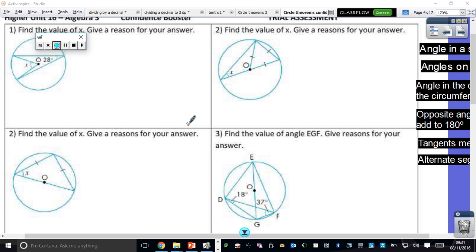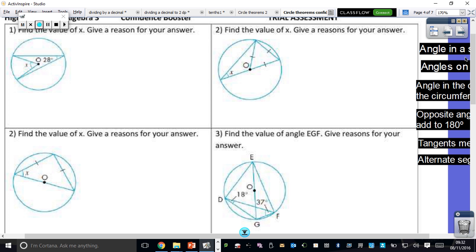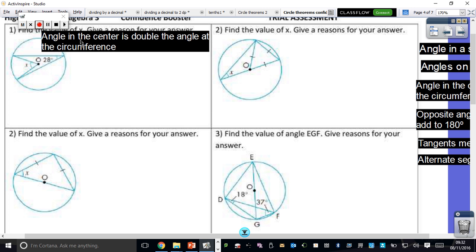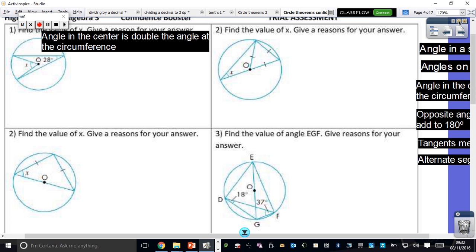Okay, so the first one, you've got an angle at the edge and you've got an angle at the centre, so there's a relationship between those. The angle at the centre is double the angle at the edge. Angle at the centre is double the angle at the circumference, that's fine. So if you've got the edge one, the centre's going to double that, so 28 times 2 is 56.